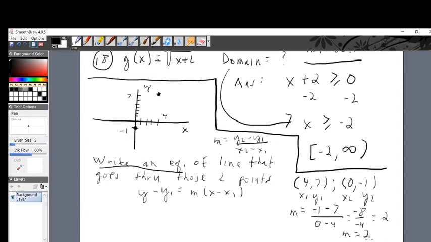I got the slope. This formula needs a slope, and it needs a point. I'm going to take the first point, the one that's called 4, 7. Here's what I do. Leave y alone. Leave minus alone. y1 I take for that is equal to 7. Take the 7. Equals the slope, which we found was 2, times x minus, and x1 is 4. That's the point we're taking.